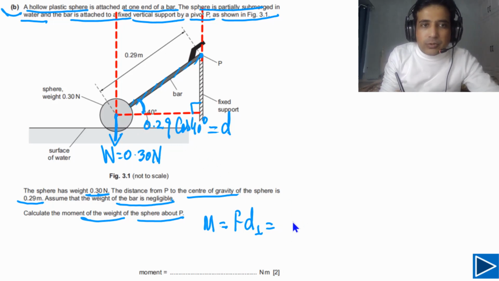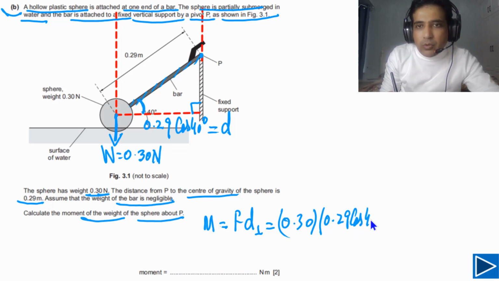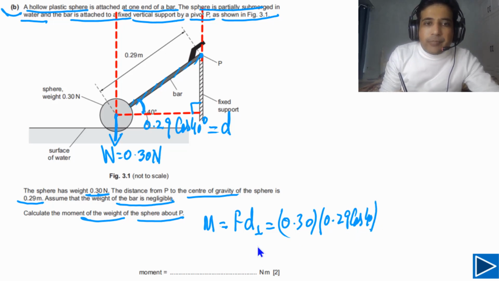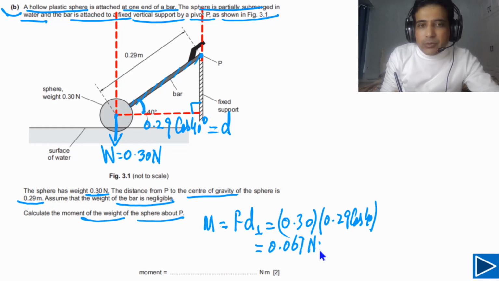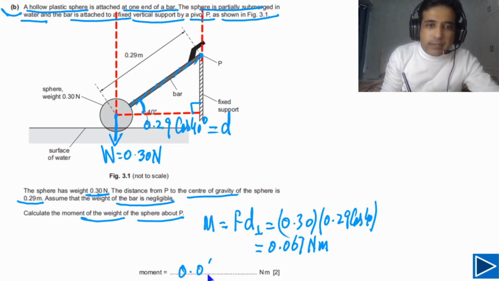So simply you can plug in these values and you can find out the value of the moment. And the distance is 0.29 cos of 40 degrees. If we solve, our final answer will be 0.067 newton meter. So this is our final answer for this question.